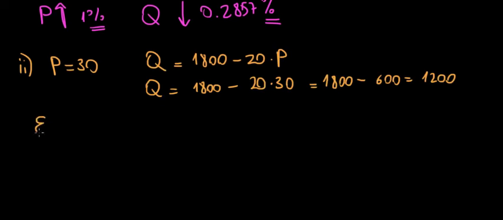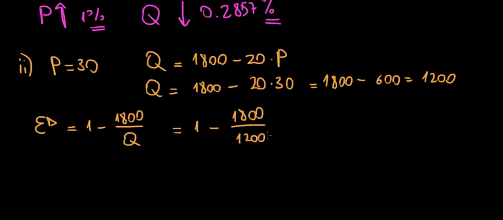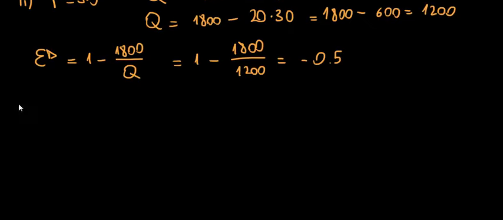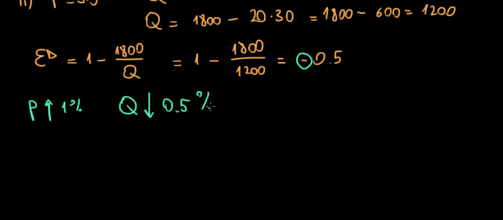So what is the elasticity of demand in this case? Well, 1 minus 1800 divided by Q. We found that Q is equal to 1200, so let's do the math. 1 minus 1800 over 1200, and that's equal to minus 0.5. Again, let's interpret this result. What that means is that when price goes up by 1%, quantity demanded decreases, because again the effect is negative, by 0.5%.